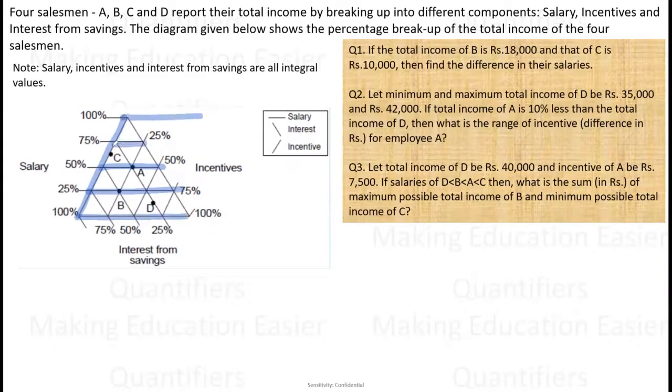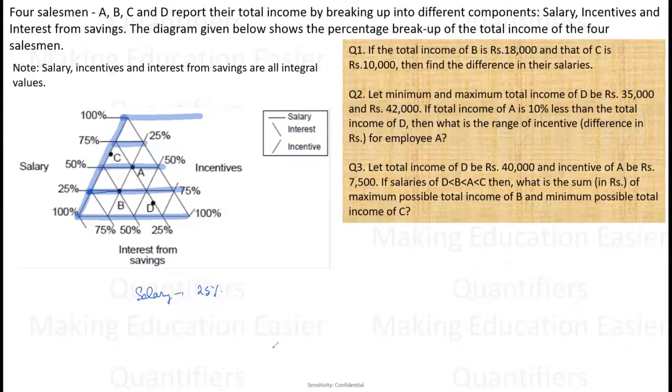Now, if you don't even look at the other two components for every person A, B, C, D, just see where this line will intersect the salary axis. Where will it intersect the salary axis? For B, it will intersect at 25%. So salary of B is 25%. Similarly, I will now see this line. Let's see the other line, that is the interest from savings line. Which is the interest from savings line?